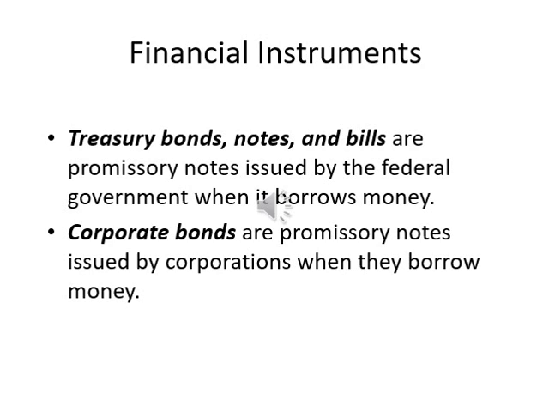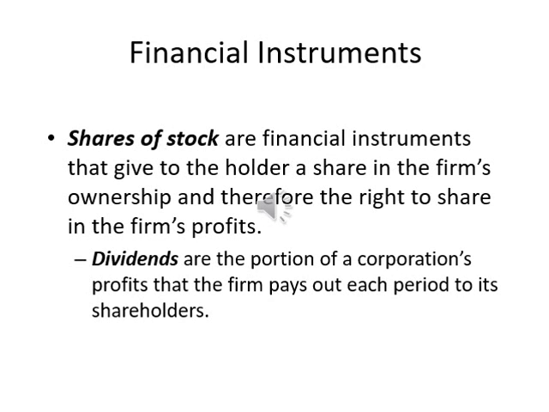Treasury bonds, notes, and bills are promissory notes issued by the federal government when it borrows money. Corporate bonds are promissory notes issued by corporations when they borrow money. Shares of stock are financial instruments that give to the holder a share in the firm's ownership and therefore the right to share in the firm's profits. Dividends are the portion of a corporation's profits that the firm pays out each period to its shareholders.